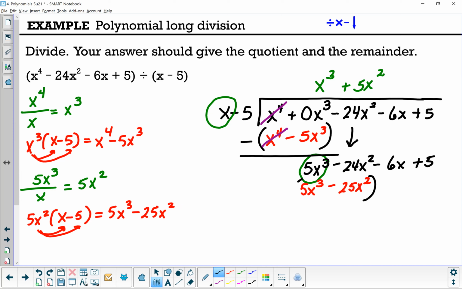Subtract. So we are subtracting 5x cubed minus 5x cubed and negative 24x squared minus negative 25x squared. It's the same as saying negative 24x squared plus 25x squared. So we get 1x squared. Okay, bring it on down and bring it on back.